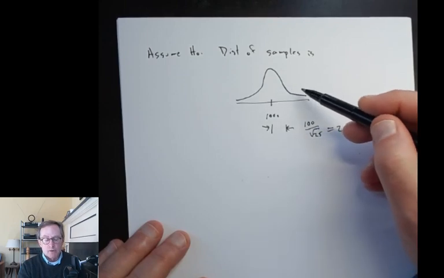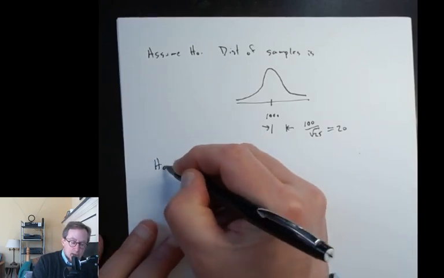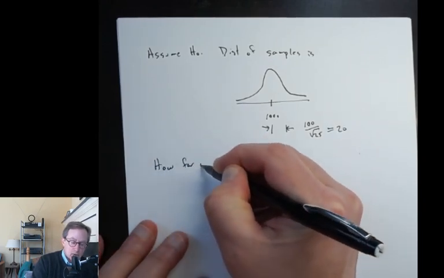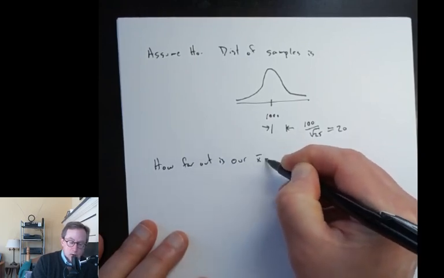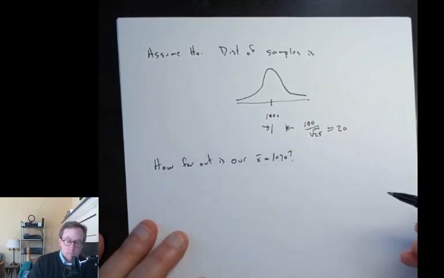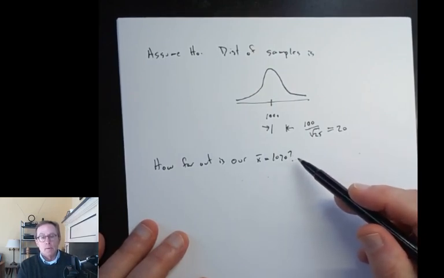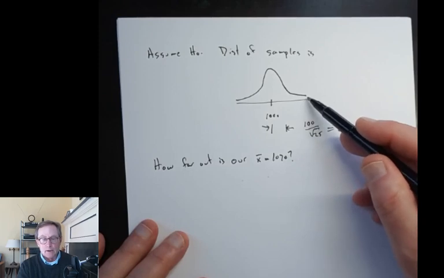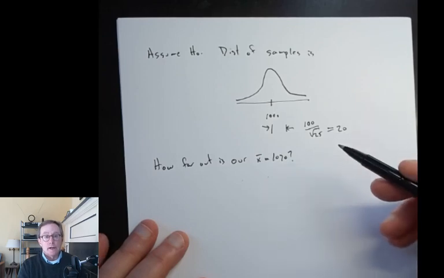This is what H naught thinks the distribution of X bars is. We ask, how far out is our X bar of 1070? And we know that if it's so far out that it has a very small probability of happening, let's say if there's a small p-value, we'll reject H naught.